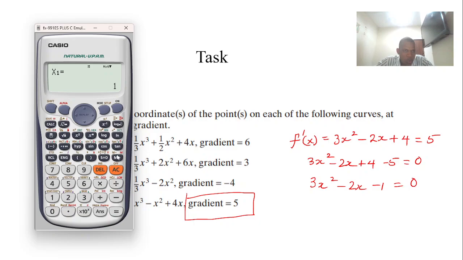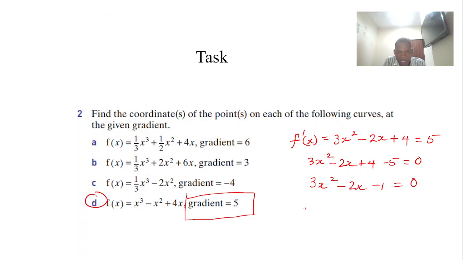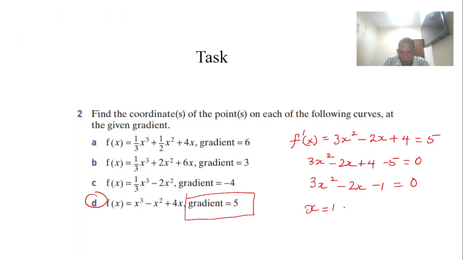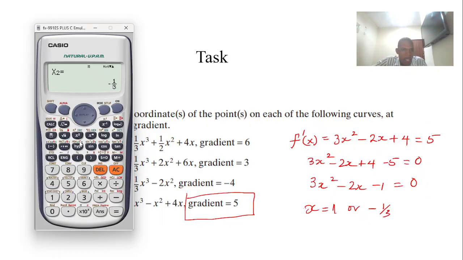So my x1 is 1. So my first answer is 1. Second answer is what? Negative 1 over 3. Now, just in case you don't understand what I did here, I used my calculator to solve this quadratic equation. So now the first value of x I got was what? Let's check. x was 1 and negative 1 over 3. So my answer is 1, or negative 1 over 3.